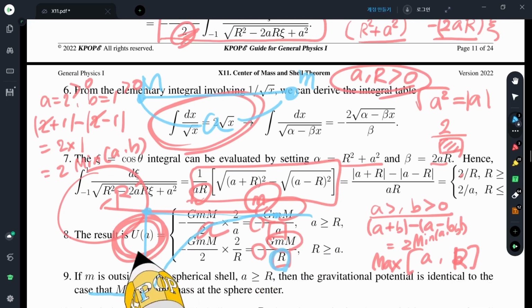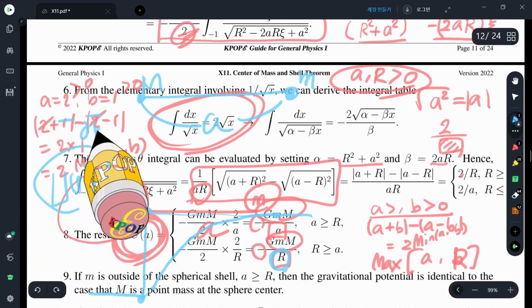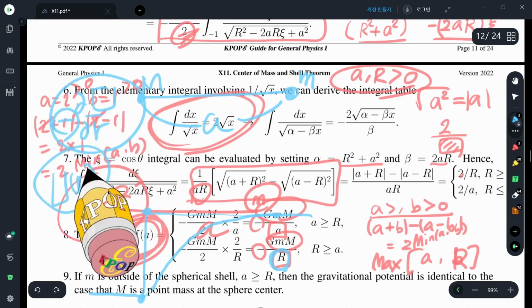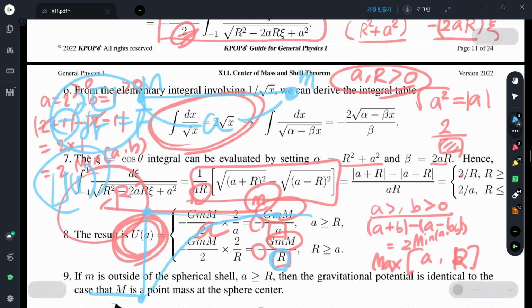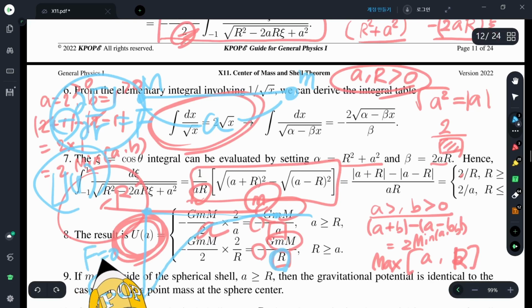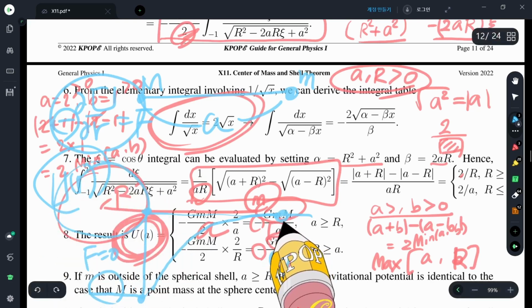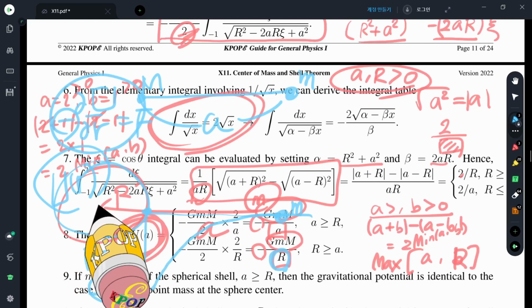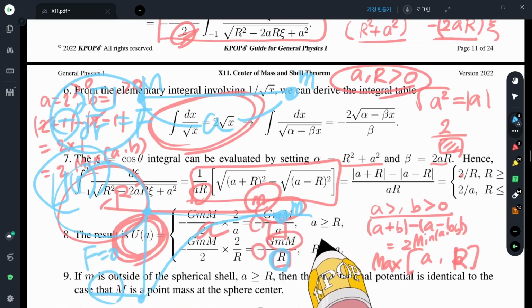It is constant. If it is constant, this is U of r. If it is constant, then the derivative with a negative sign, that is the force along the radial direction, gives F equals 0. So inside a shell, this massive particle does not feel any gravitational force. So this is called the shell theorem.